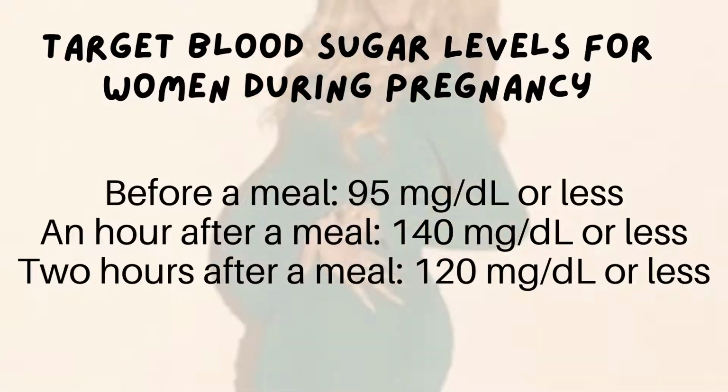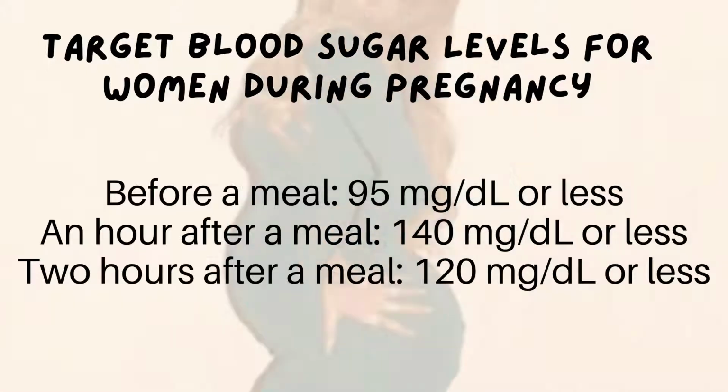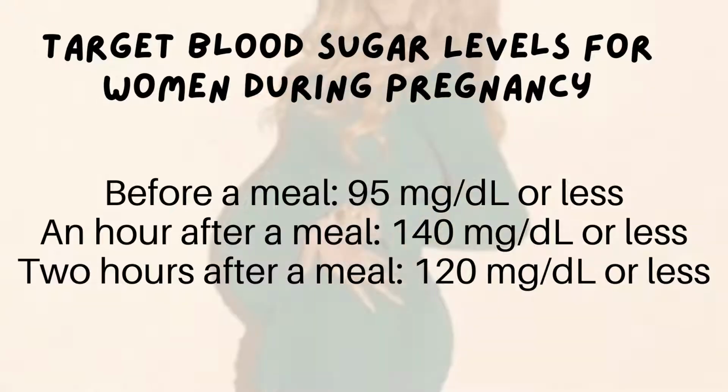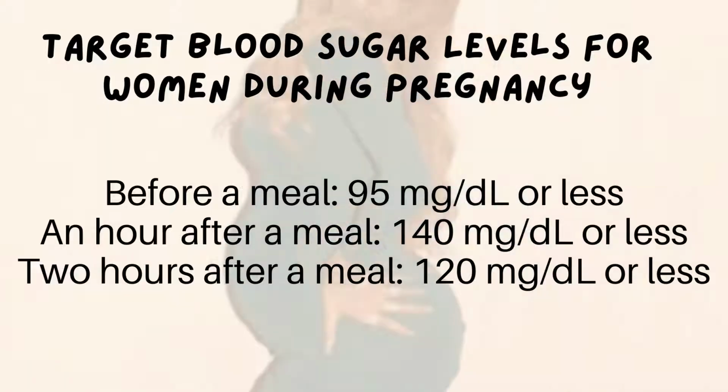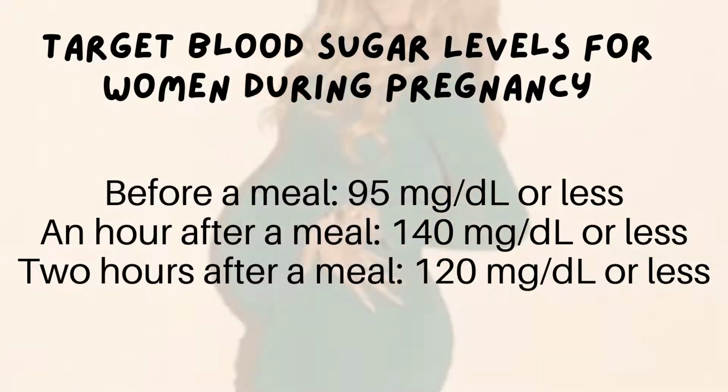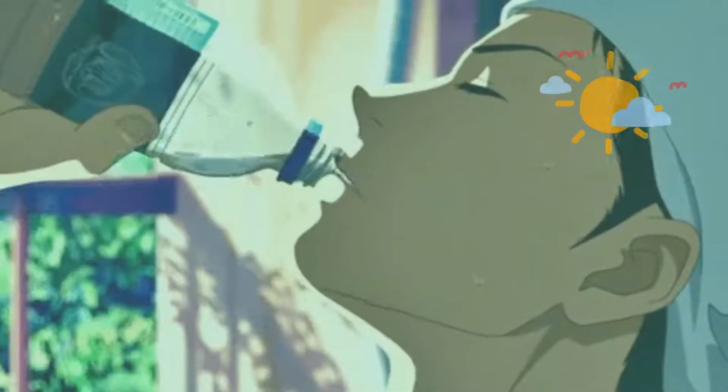The American Diabetes Association recommends these targets for pregnant women who test their blood sugar: before a meal, 95 milligrams per dl; one hour after a meal, 140 milligrams per dl; and 2 hours after a meal, 120 milligrams per dl.